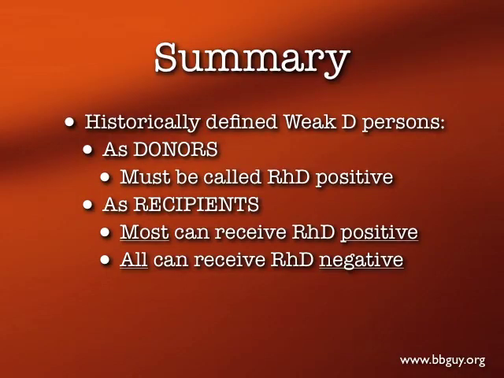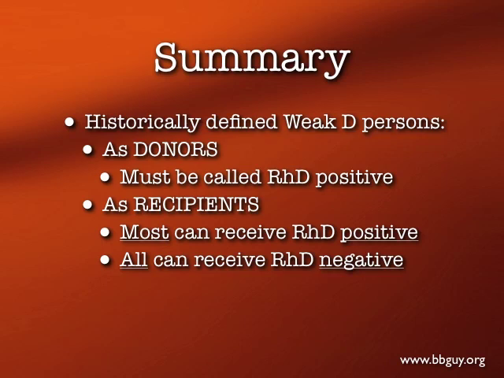So historically defined weak D persons as donors have to be called D-positive. So as a result, if someone is a blood donor and they initially test D-negative, they have to have a weak D test to prove that they really are D-negative. Okay, as a recipient, though, on the other hand, most people can receive D-positive blood.